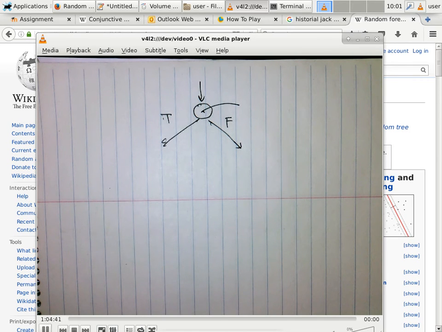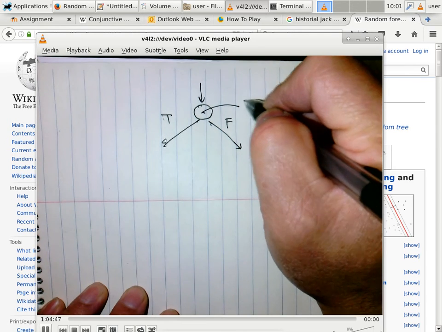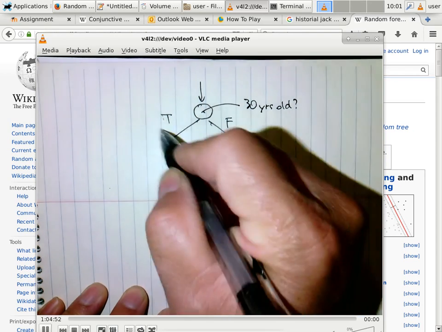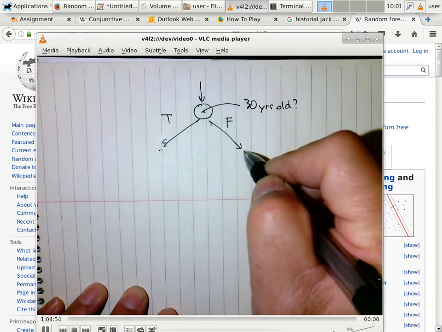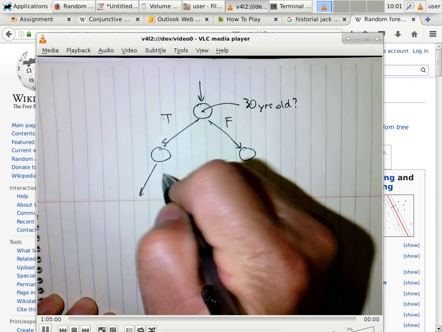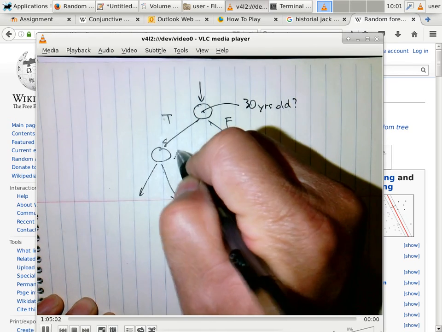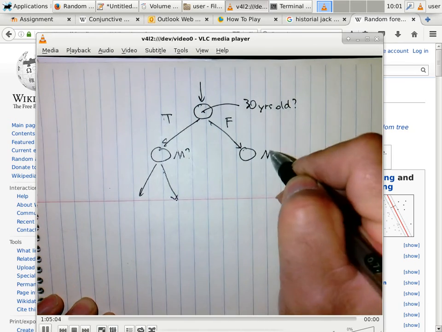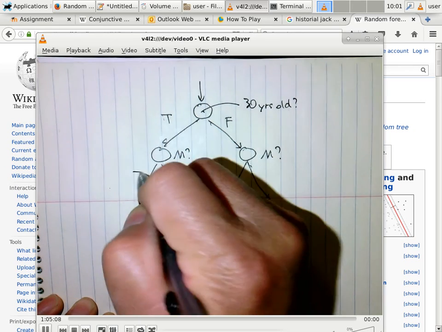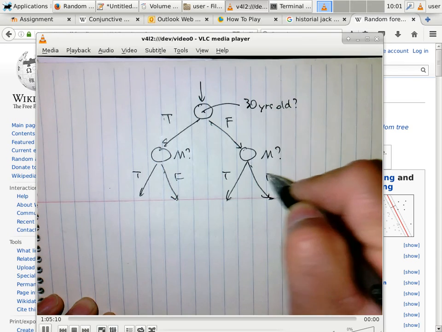So the first thing is, is the driver younger than 30 or at least 30? So 30 years old. If so, we go this way. If not, we go the other way. Then you have to ask a question again, so you continue to differentiate. In this case, we say, is the driver male or not? Is the person male or not? So once again, we have true, false here.